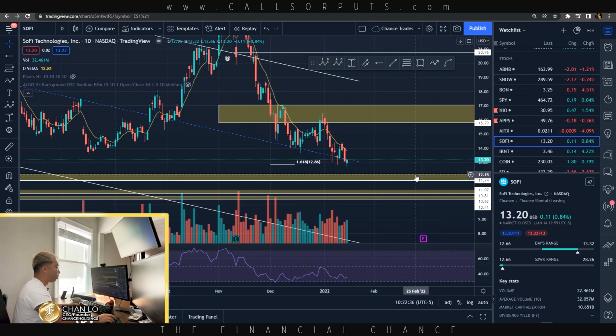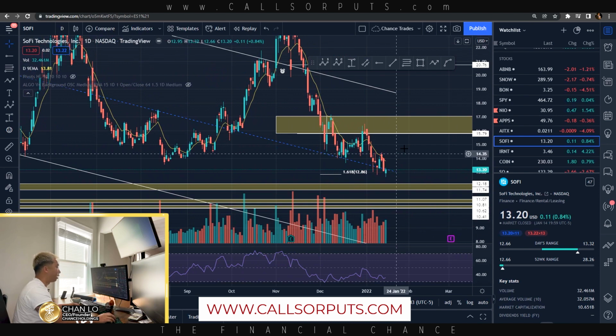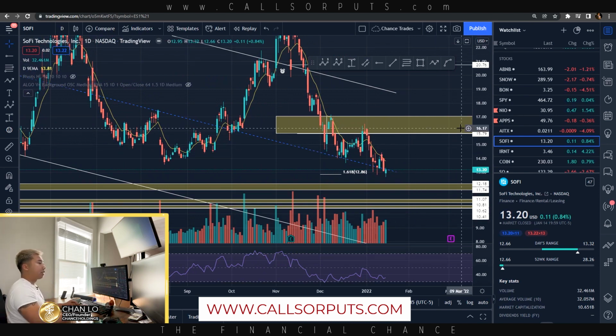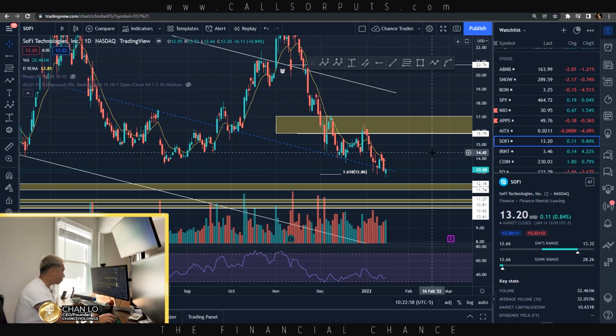Where I want to get into SoFi will be at this 12.18 level, which I like for a bounce. Let's see if it gets there. Again, price moves in sequences. Things don't just happen right away, so that's very important to know. And that's why trading is all about patience, because you wait for it to hit your levels and that's where you execute. So I am watching SoFi.